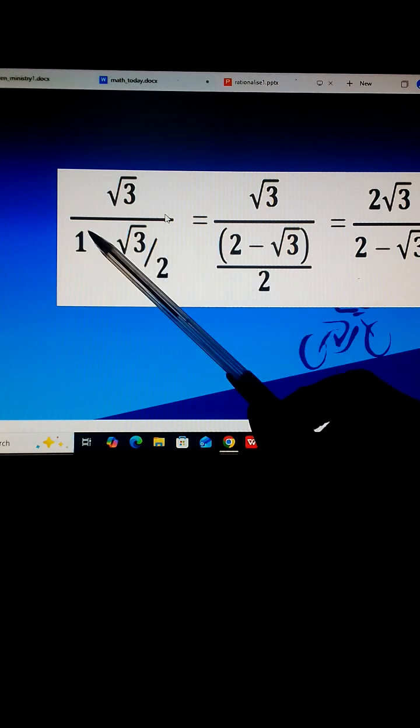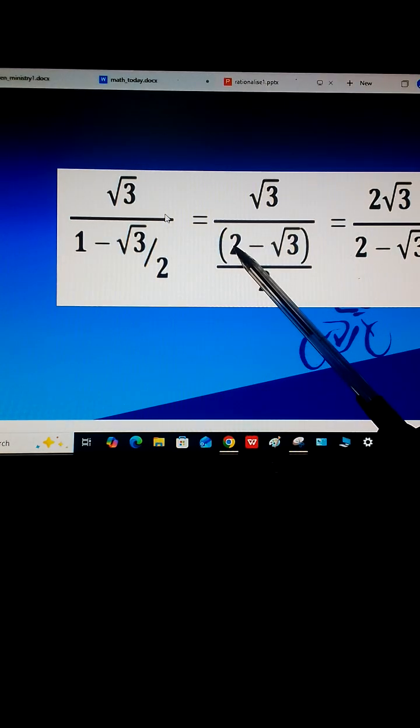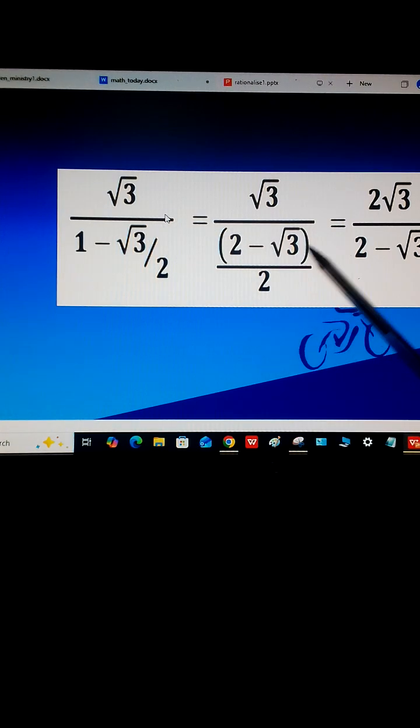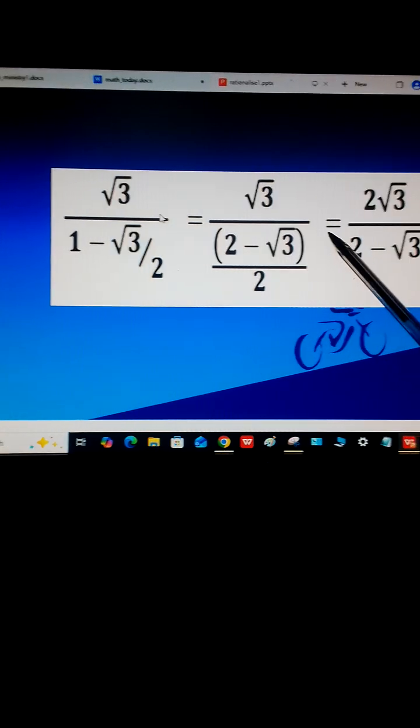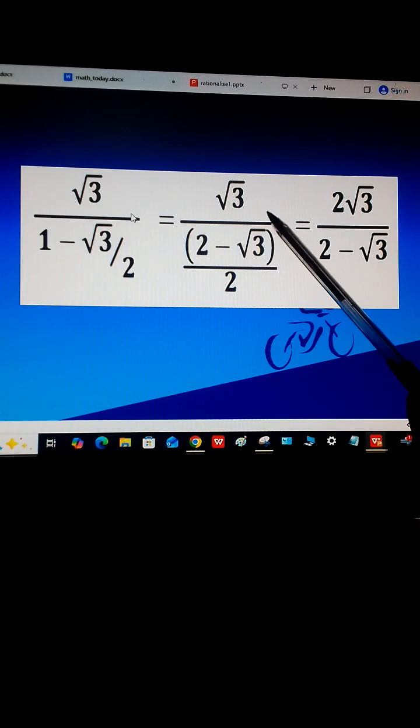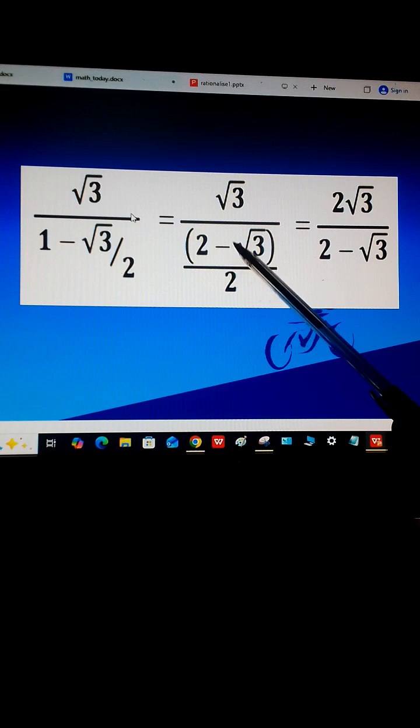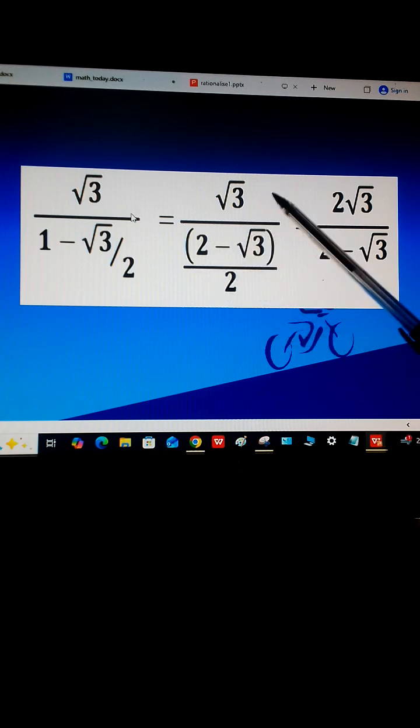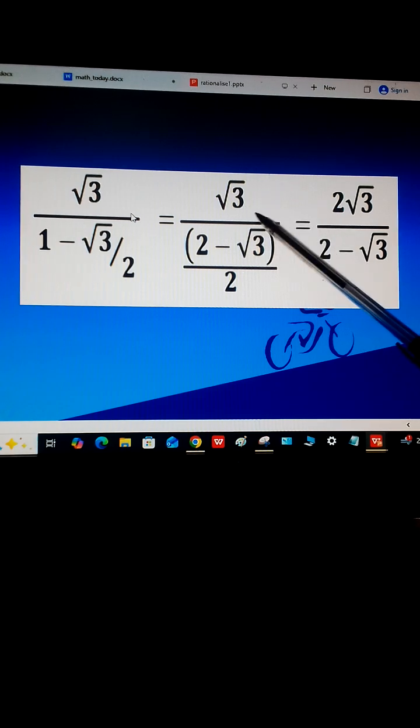1 goes into 2 twice. 2 times 1 is 2. Minus 2 goes into 2 once. 1 times root 3 is root 3. Right? Which is equal to, now, we have this. Root 3 divided by this. Okay? So, when you are doing division, you can change it to multiplication by multiplying by the reciprocal of this. So root 3 divided by this is the same as root 3 times 2 over this. So you get 2 root 3 divided by this. Alright? That's where we are.